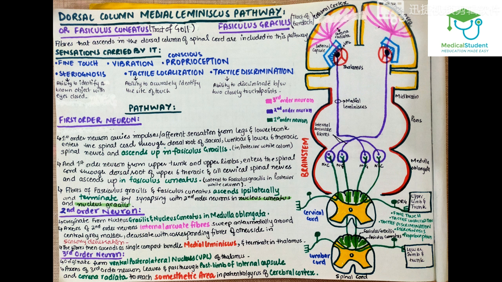So the pathway will be divided into orders of the neuron: first order neuron, second order neuron, and third order neuron. Moving on towards the first order neuron. First order neuron will carry the impulses from the legs and the lower trunk. It will enter the spinal cord through the dorsal root of the sacral, lumbar, and lower 6 thoracic spinal nerves, and ascend up in the fasciculus gracilis.